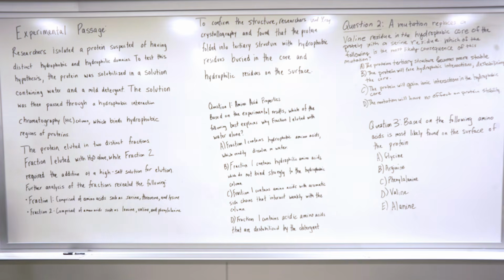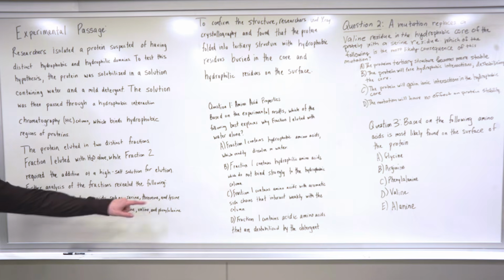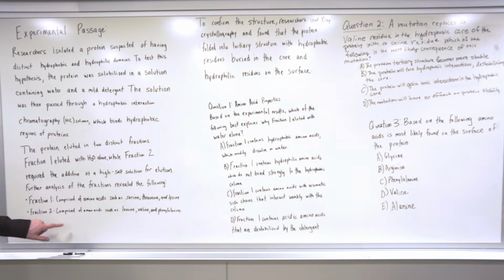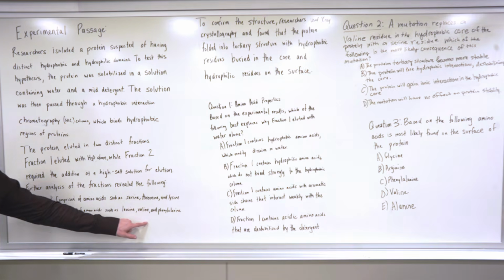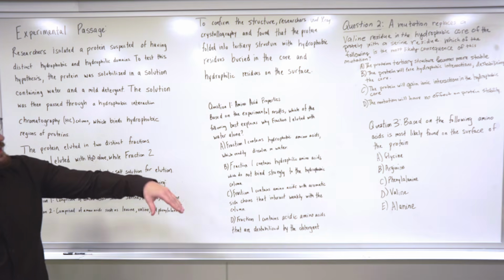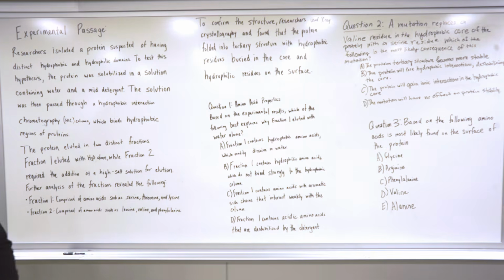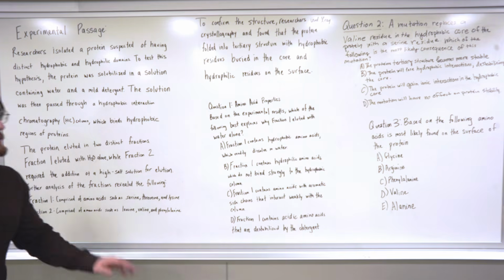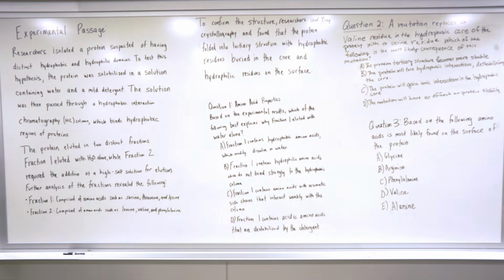Further analysis of the fractions revealed the following. Fraction 1 was comprised of amino acids such as serine, threonine, and lysine, whereas fraction 2 was comprised of amino acids such as leucine, valine, and phenylalanine. So to confirm the structure, researchers then used X-ray crystallography and found that the protein folded into tertiary structure with hydrophobic residues buried in the core and hydrophilic residues on the surface. And then we have the questions. So before we jump into those, let's analyze this passage a little bit.